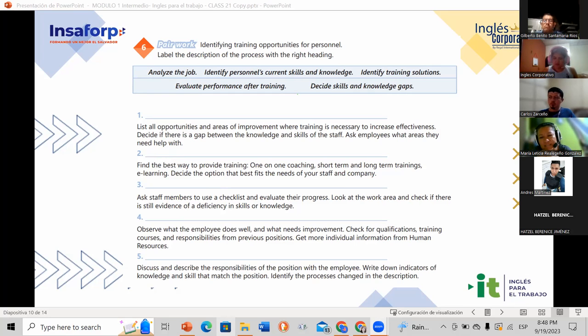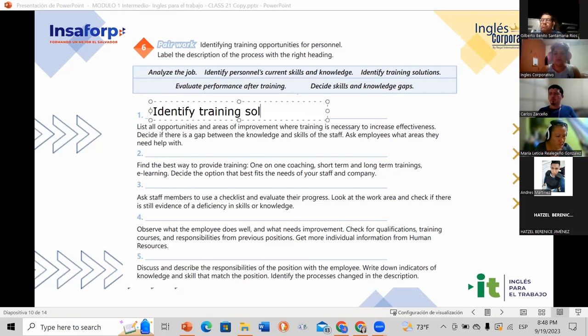For me is identify training solution. Okay, let me see, identify training solution. List of all opportunities in areas of improvement where training is necessary to increase effectiveness, decide if there is a gap between the knowledge and skill of the staff. As employees, what areas they need help with. Okay, let me write it here. Identify training solutions.